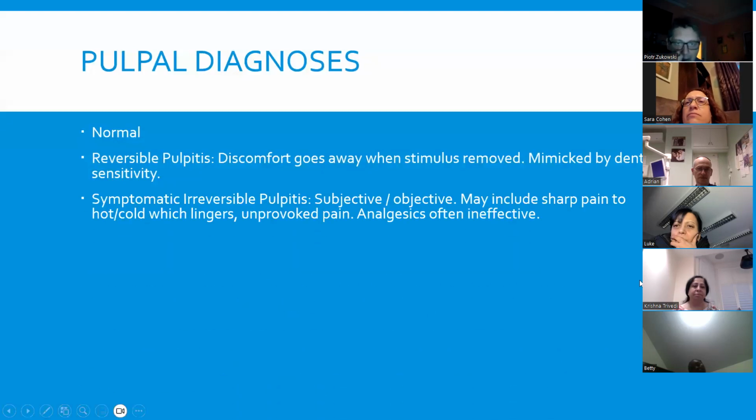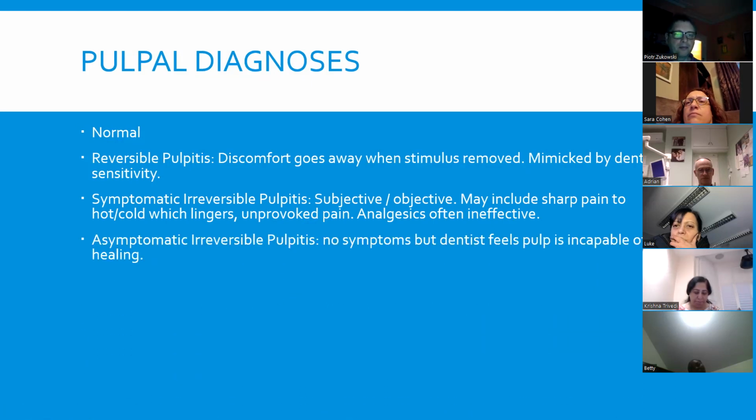Symptomatic irreversible pulpitis. They have got symptoms, but they are subjective. Some of them are objective. It may include sharp pain, hot and cold, which lingers, and it's an unprovoked pain. It's there a lot, and the painkillers don't work anymore. It's hurting.